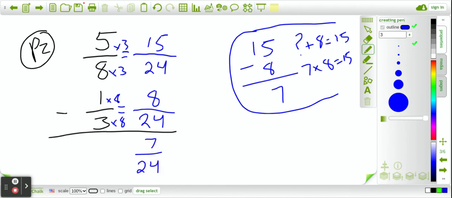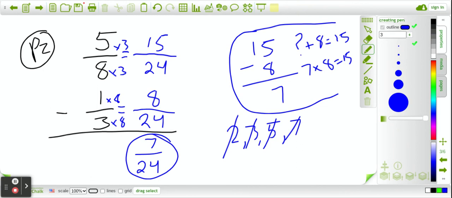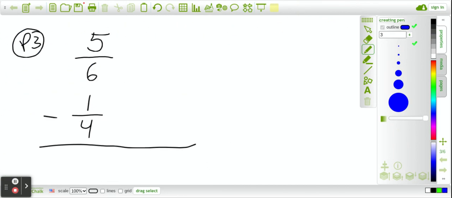24ths. And again, I think about my simplifying: 2, 3, 5, and 7. No, no, no, and no. So I'm going to keep that as my simplest form. All right, pause the video and do Mr. P's practice problem number 3. All right, let's see how you did.